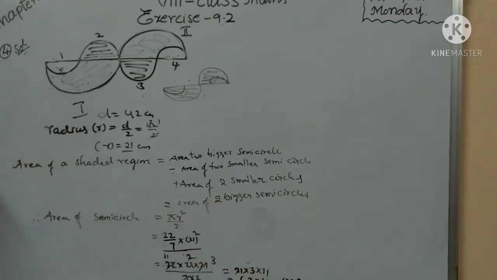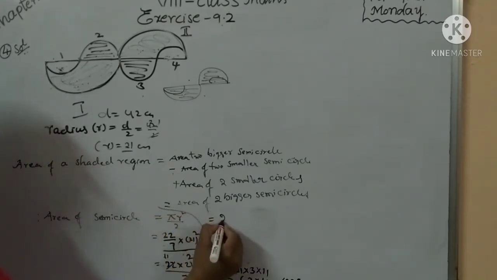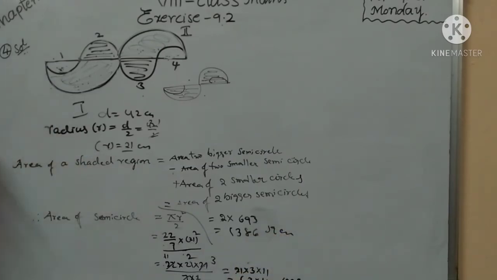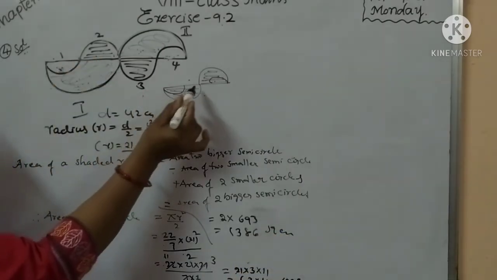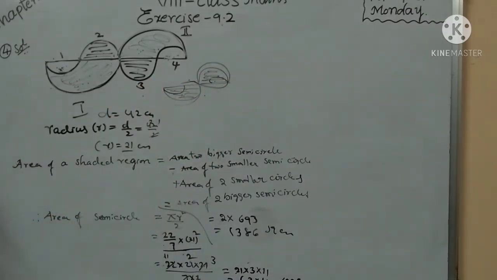Now find the area of two bigger semicircles. Finally, area of two bigger is 2 into 693, which is 1386 square centimeters. So the area of the two bigger semicircles is 1386 square centimeters. Did you understand, children?